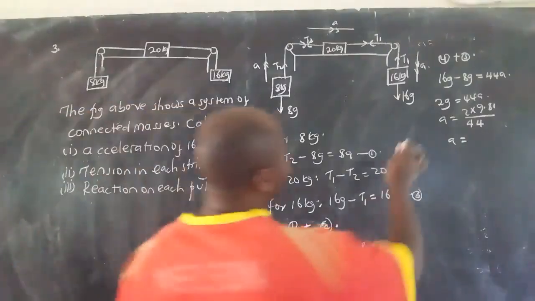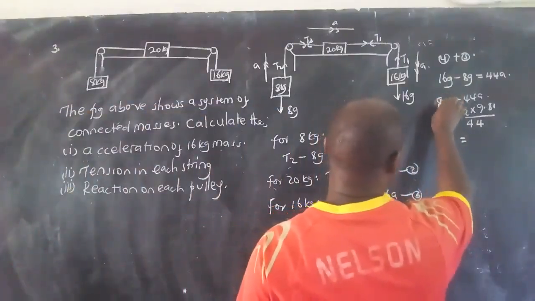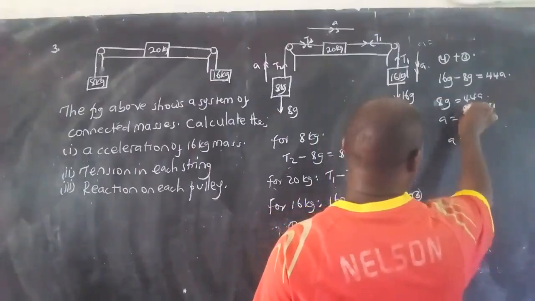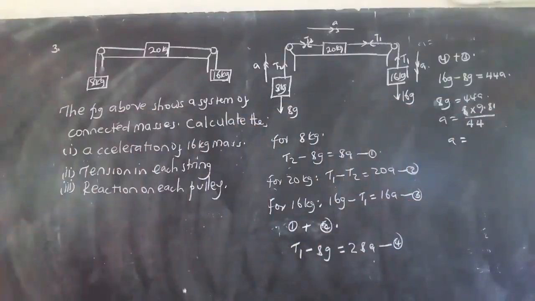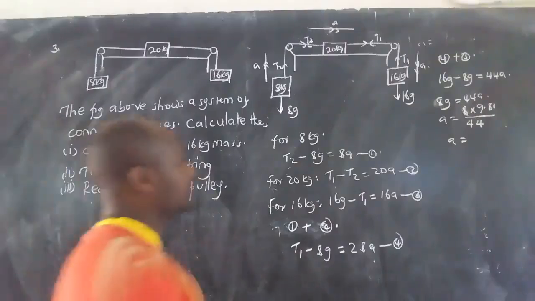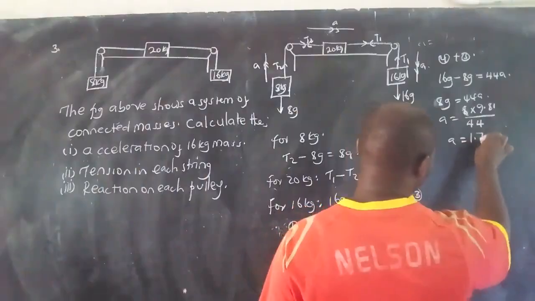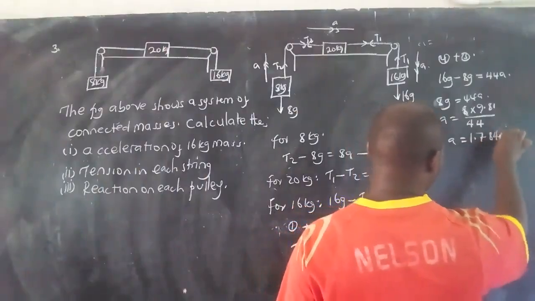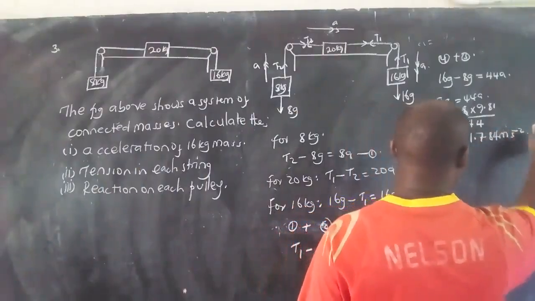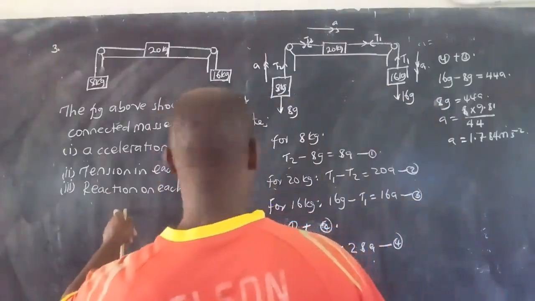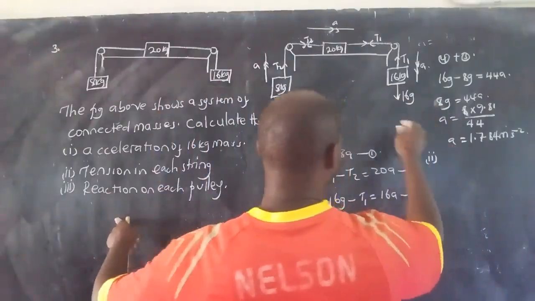This is 8. So what do you get? You get something like 1.784 meters per second squared. So that's saying that, find the tension, part 2. Find the tension of 16.